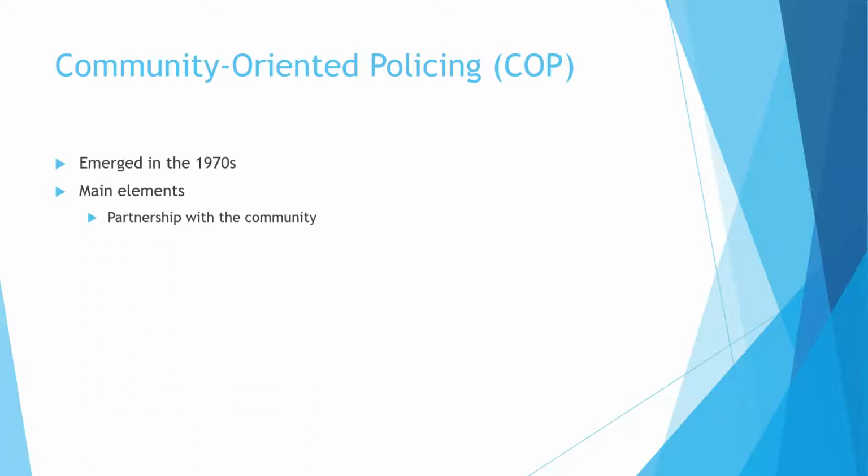And so what are the main elements of community policing? Well, obviously, it wouldn't be called community policing if there wasn't some emphasis on a partnership with the community. And so the first major element of community-oriented policing is that the police will be closely partnered with the community. They will see each other as both involved in and essential parts in dealing with crime and other social problems.